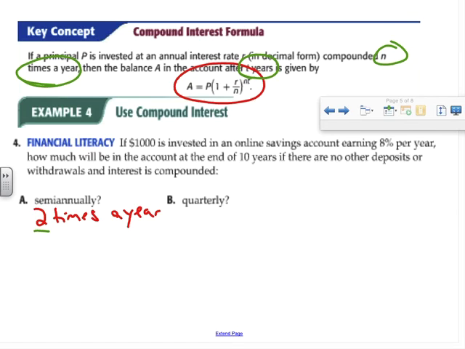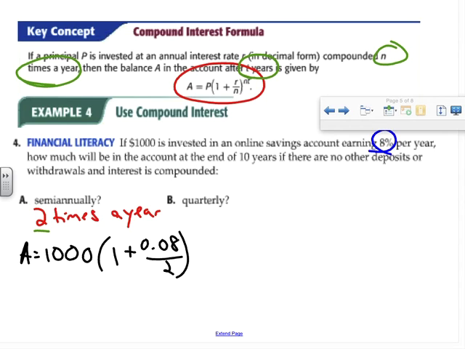What you want to make sure you're cautious of is that your interest rate is expressed as a decimal. So remember how to do that. You're moving the decimal point 2 spaces to the left. So there we go. My amount will be 1,000 times 1 plus 0.08 over 2 raised to the 2 times 10, which is the 20th power.